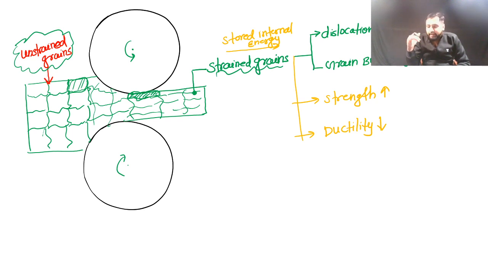Okay. So strength increases and ductility decreases. Now what I was saying, when you add the heat into the strained grain.